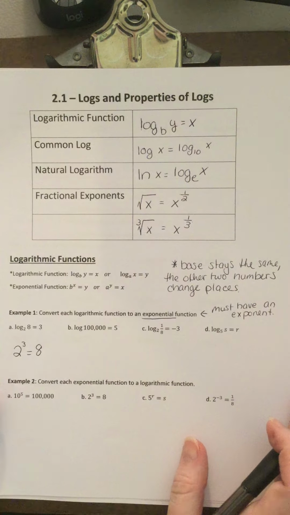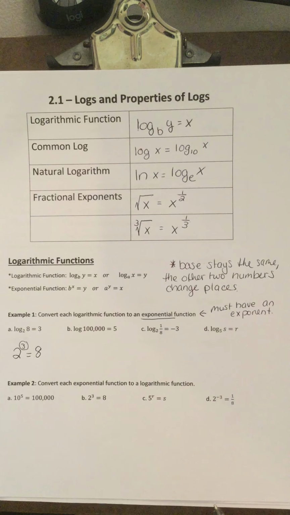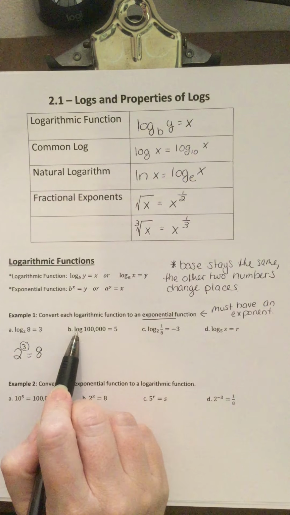So a log is actually finding the exponent. So the way you would read this, if you're thinking in your head, you're going, okay, 2 to what power, 2 to what exponent gives me 8 as my answer? And it's 2 to the 3rd power gives you 8. So a log is finding that exponent, figuring out what exponent takes your base and turns it into your other answer.